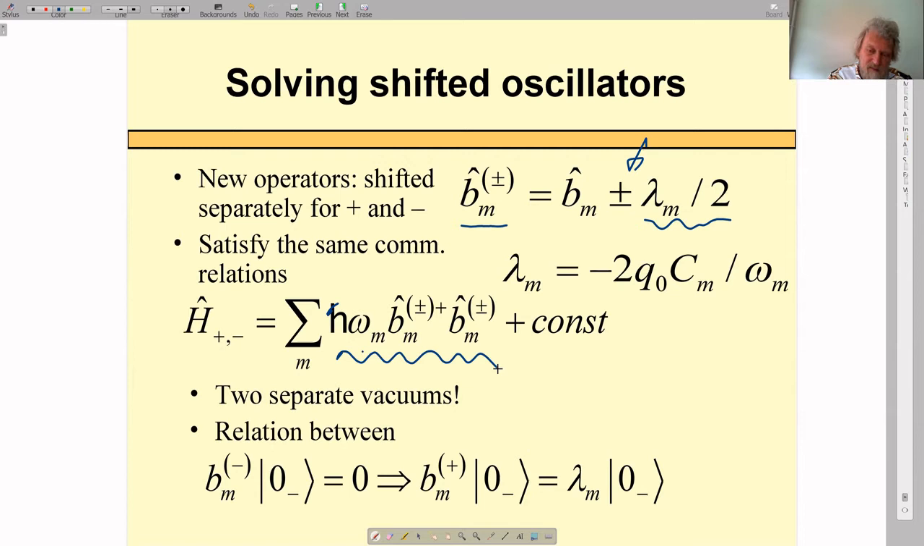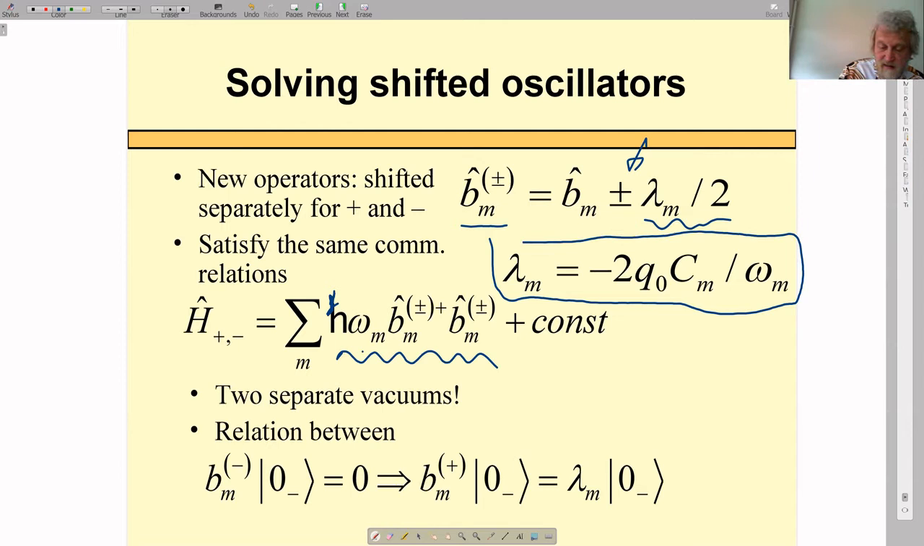So I introduced new operators by shifting, got the familiar form, can quantize, make wave functions. The only point is that the shift is different for the two states of the qubit. And lambdas are related to coupling constants and frequencies like this. Fine.